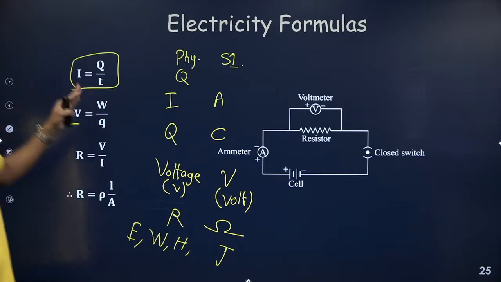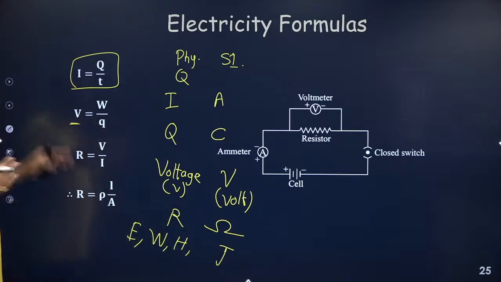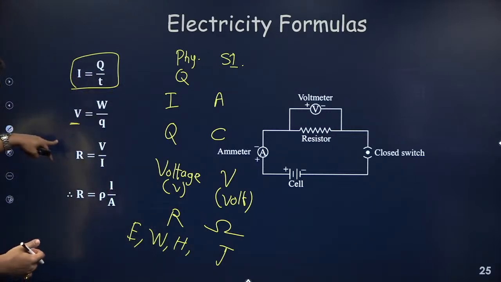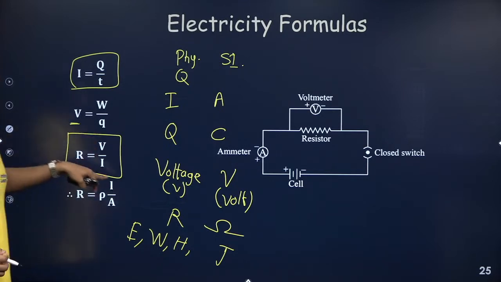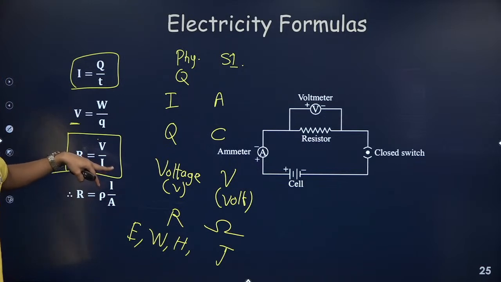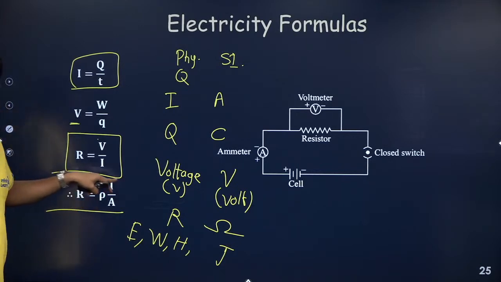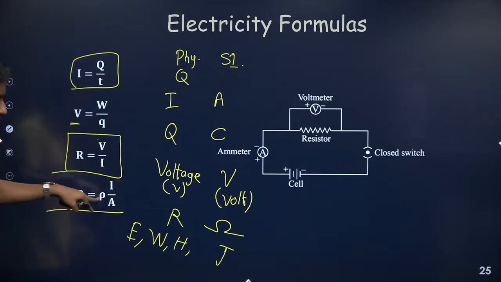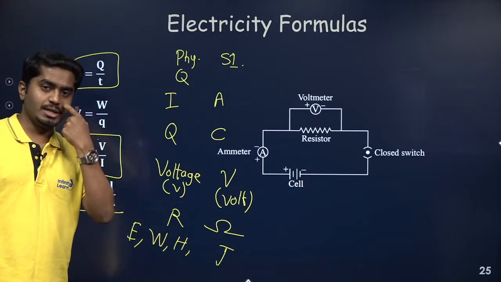What is W? It is the work done in moving a point charge or unit charge from one point to another point. What is R? This is called as Ohm's law. V divided by I, or the ratio of the V by I is constant. That constant is the resistance. What is this formula? Resistance is rho L divided by A. Rho is the resistivity, L is the length of the conductor, A is the area of the cross section.